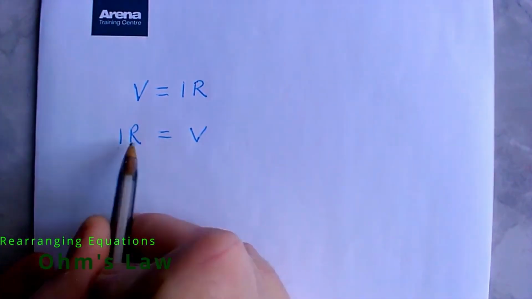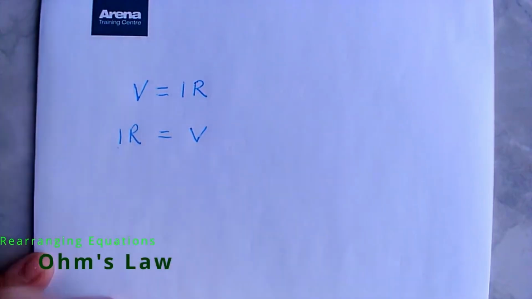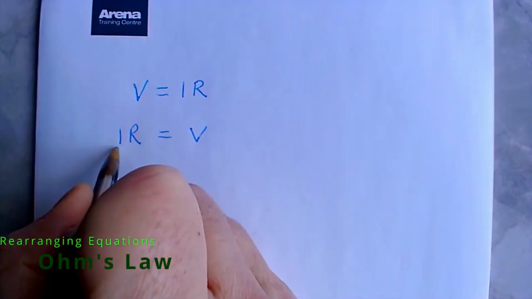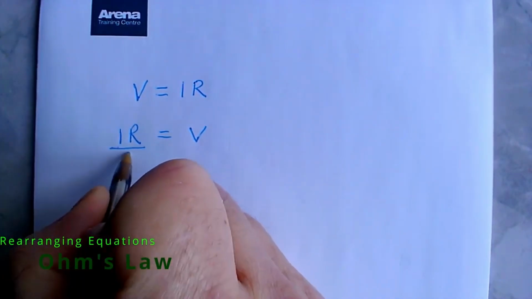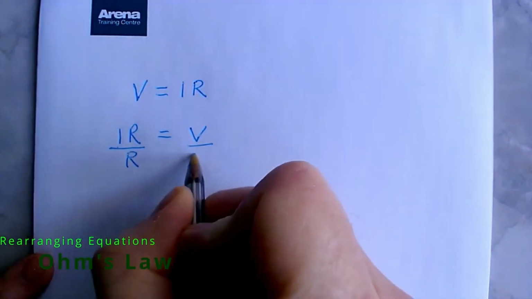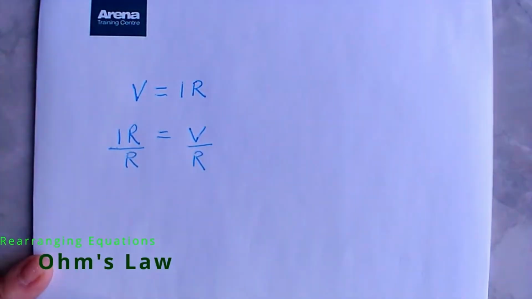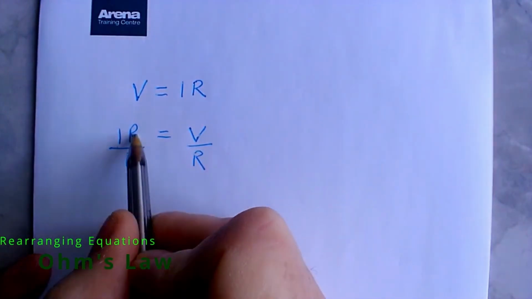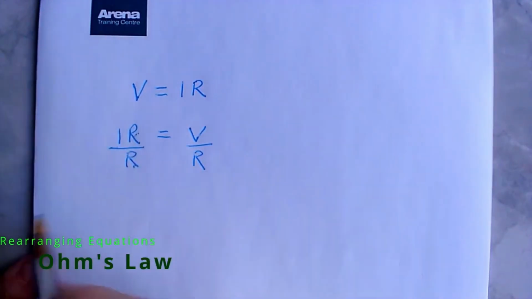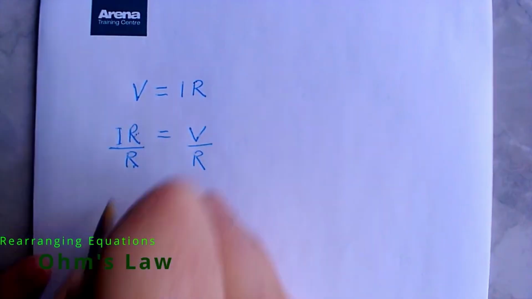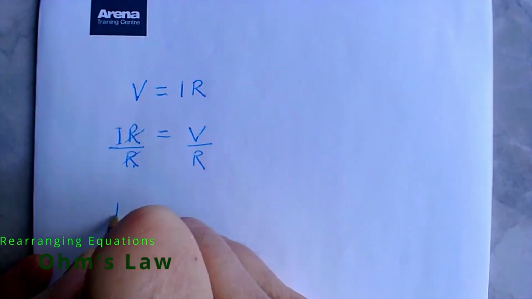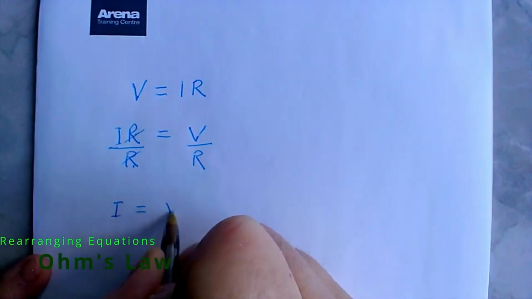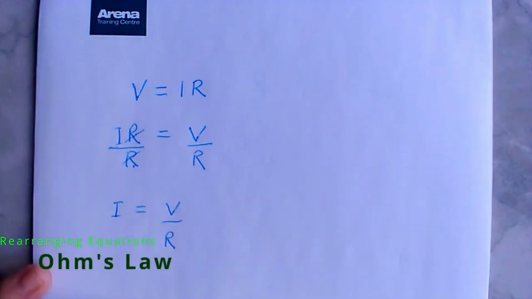But now I've got I times R, and I only want the I. The opposite of multiply is divide. So I'm going to divide both sides by R. But when you divide any number by itself, you get the value of 1, and 1 times I is just I. So this cancelled out, which leaves me with I equals V over R.